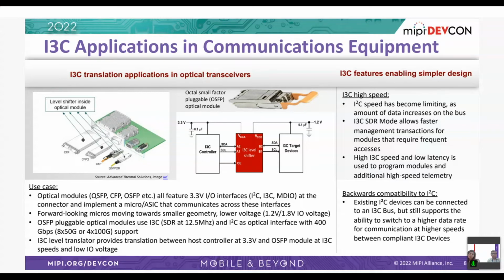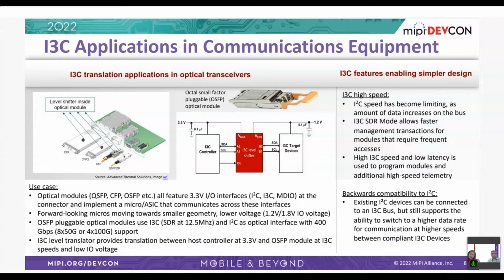I3C SDR mode in these modules is basically going to support higher data rates on the bus, allows faster management interactions, and especially if you want to program these modules at a faster data rate, I3C high speeds become more efficient compared to I2C. And also to support high speed telemetry, I3C SDR mode is preferred compared to I2C.